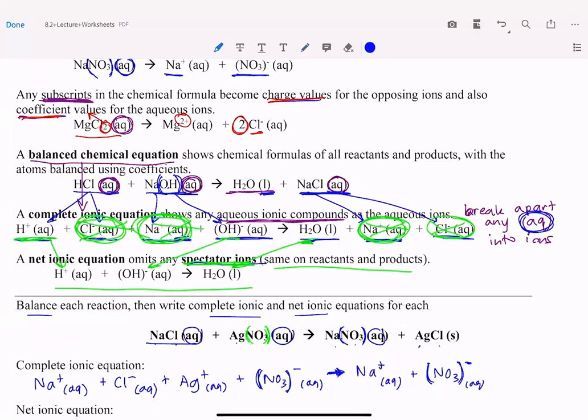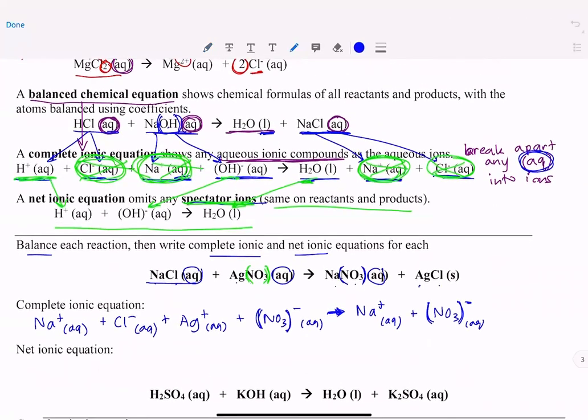Moving this up. You have next the AgCl. That has the physical state S. So that means don't break it apart. Just copy it exactly like that, AgCl(s). Okay, don't break apart anything that's not AQ.